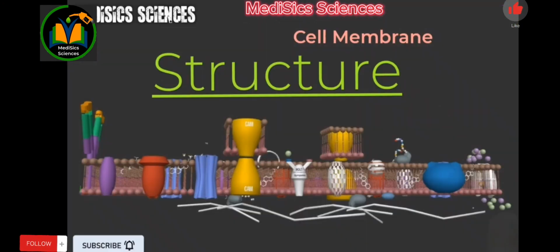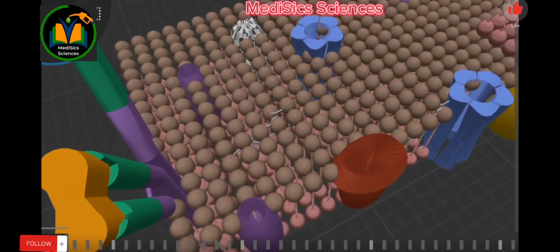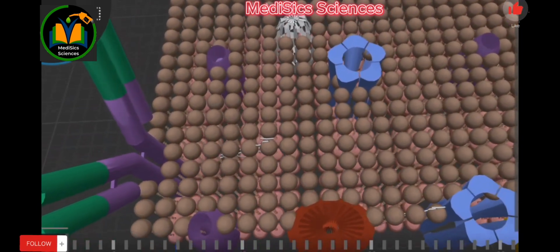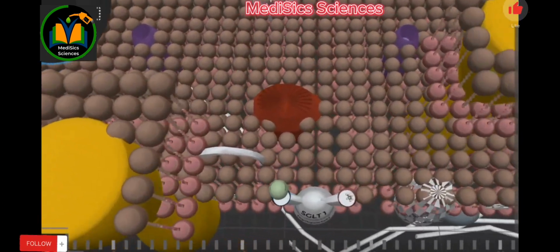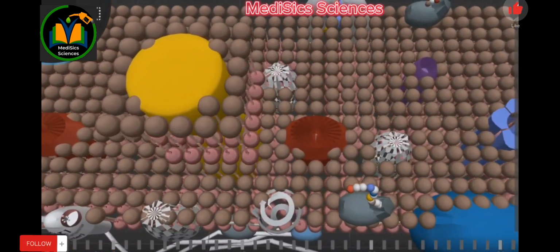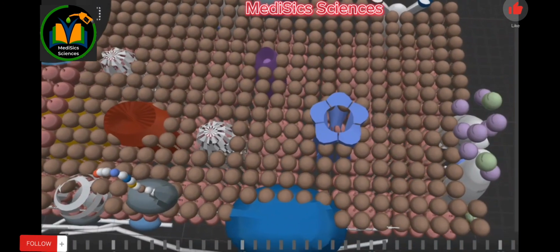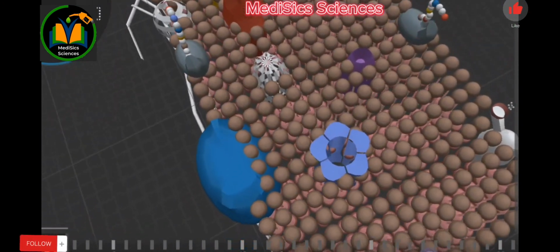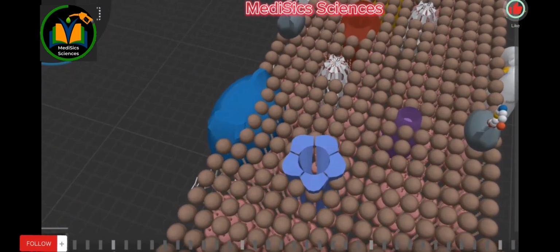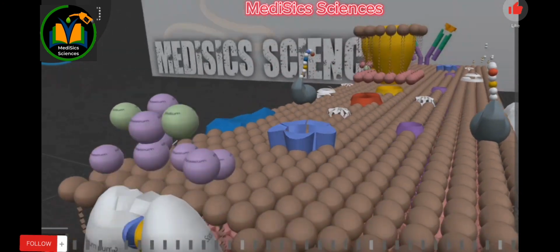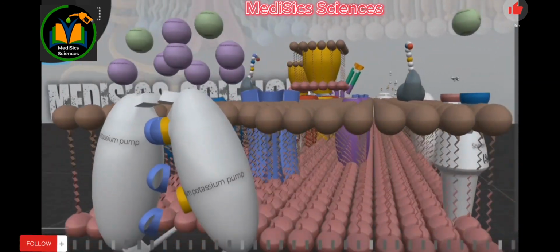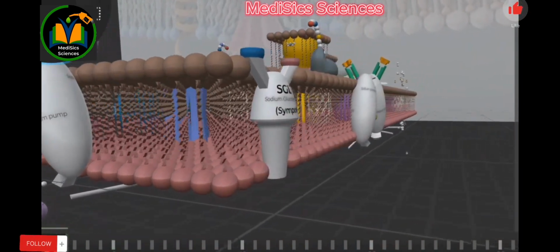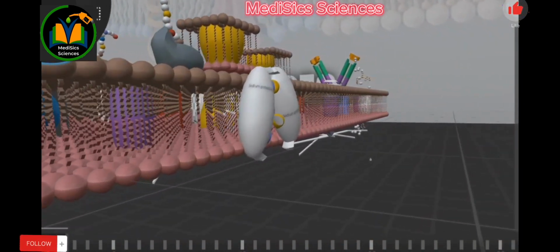The structure. Singer and Nicolson proposed the fluid mosaic model for the cell membrane. It contains a phospholipid bilayer, and protein molecules are embedded in the phospholipid. The phospholipid bilayer is about 7 nanometers thick. Protein molecules are scattered throughout the cell membrane.